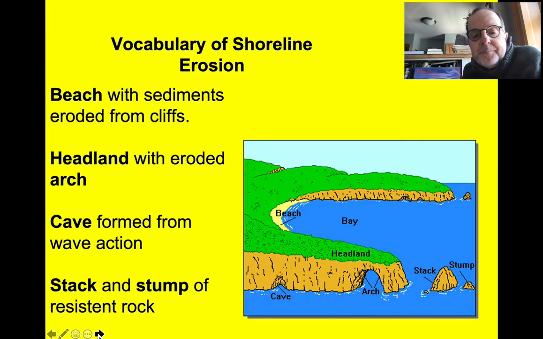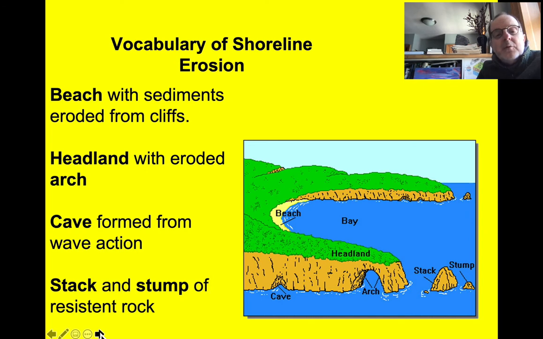The vocabulary of shoreline erosion includes the word beach. You should know what that means. Sediments eroded from cliffs. Headland with eroded arch. So here's the headland, more resistant, but an area of rock that was less resistant. A cave. And then sometimes you can have a stack or a stump of ocean rock that had, again, resisted erosion and is above sea level, the mean high tide, and is exposed at low tide. So that's our shoreline erosion.